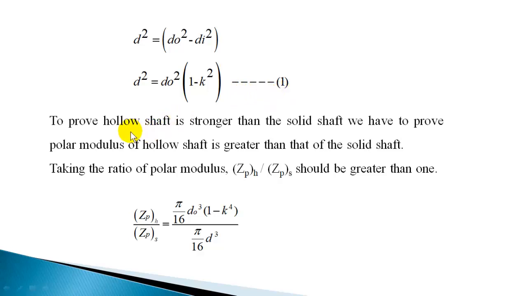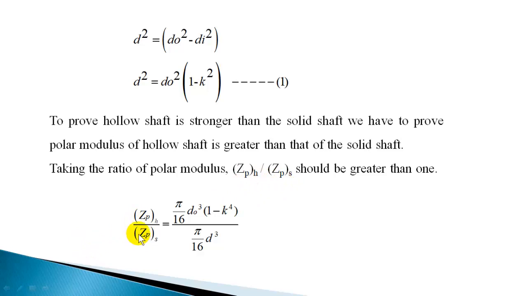Now we have to prove that hollow shaft is stronger than a solid shaft. And to prove that, we have to prove that polar modulus of hollow shaft is greater than the solid shaft. When materials are same, to show one shaft is stronger than the other, you only have to compare the polar modulus. So you have to take the ratio Zp, polar modulus of hollow shaft, to the polar modulus of solid shaft, and the ratio should be greater than 1. If it's greater than 1, then hollow shaft is stronger than solid shaft.